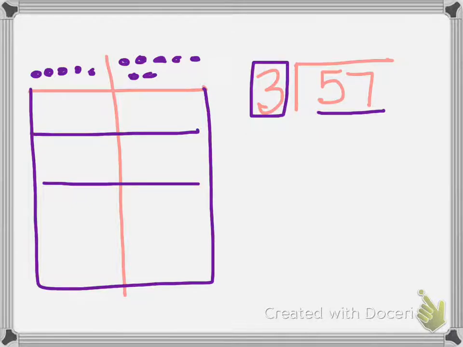I'm going to divide 5 tens into 3 groups. How does it look on our place value chart? Well, 1, 2, 3. I have 2 tens left over. If I divide them into my groups, I won't end up with equal groups. So I can see that I have 2 tens left over.